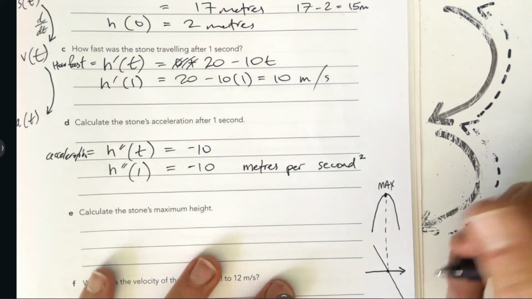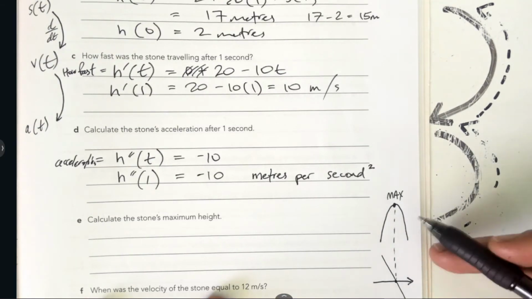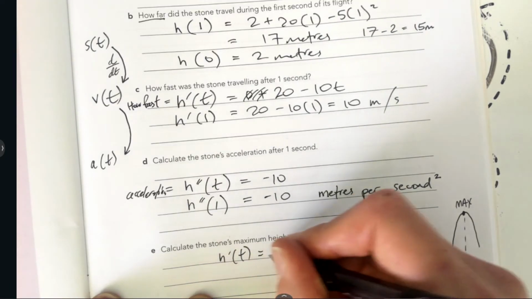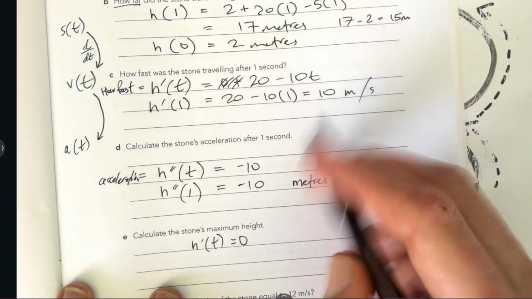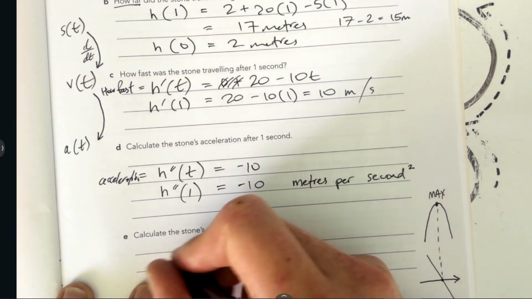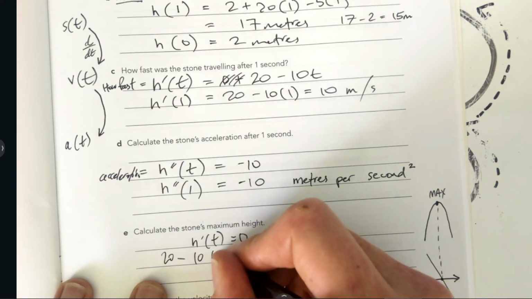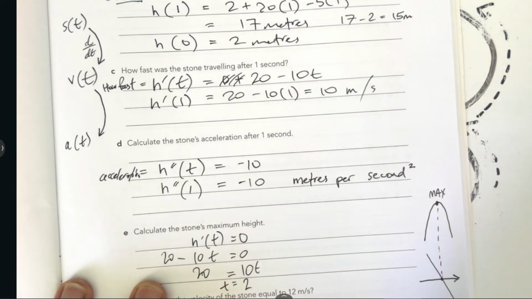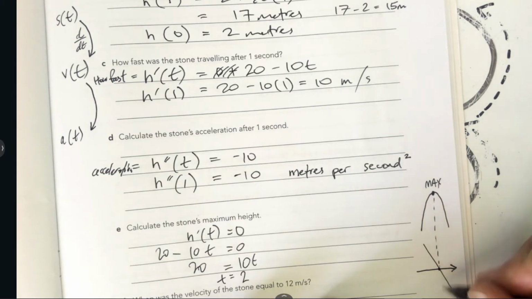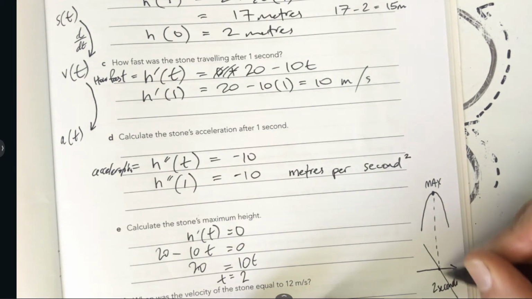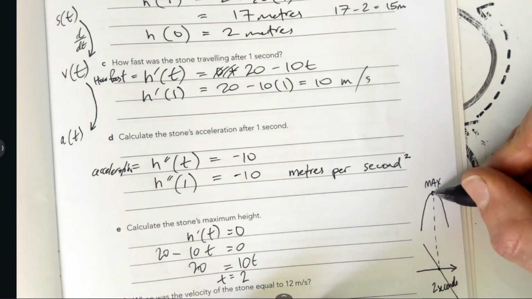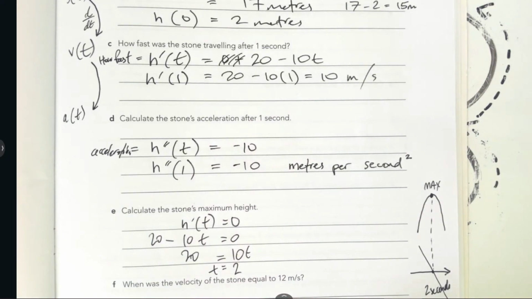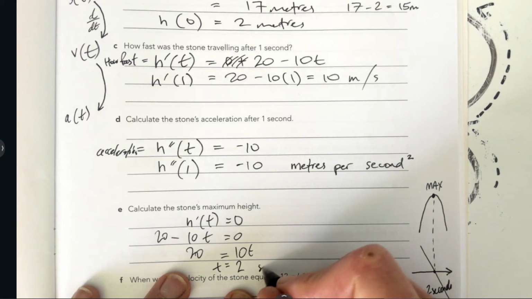Okay? So, we're going to have to use our h dash of t, and we want to know when h dash of t is 0. So, we're going to have to go back to here. So, we know that h dash of t is 20 minus 10t. 20 minus 10t equals 0. 20 equals 10t. T equals 2. Beautiful. At 2 seconds is when this happens, so that corresponds to when the max height of the stone occurs. Maybe this situation is more realistic than I'm giving it credit. Okay, t equals 2 seconds.